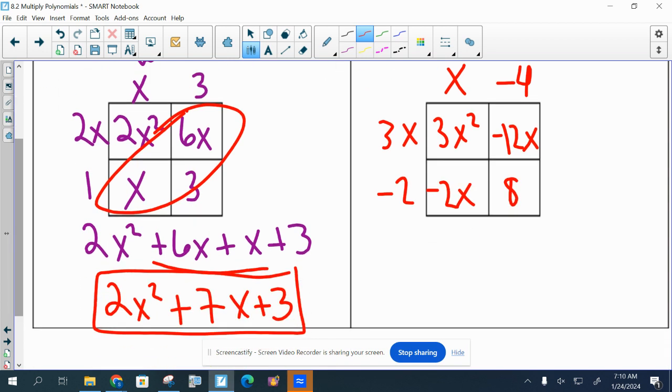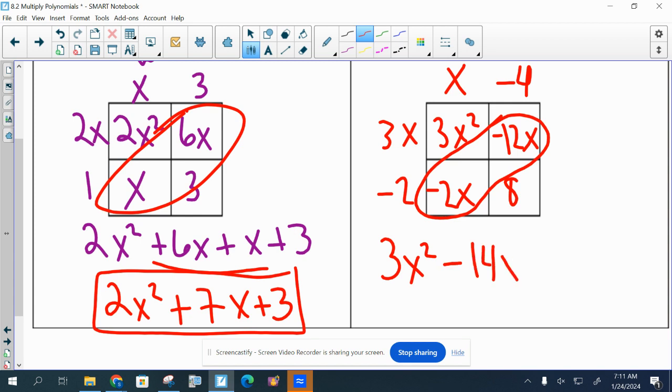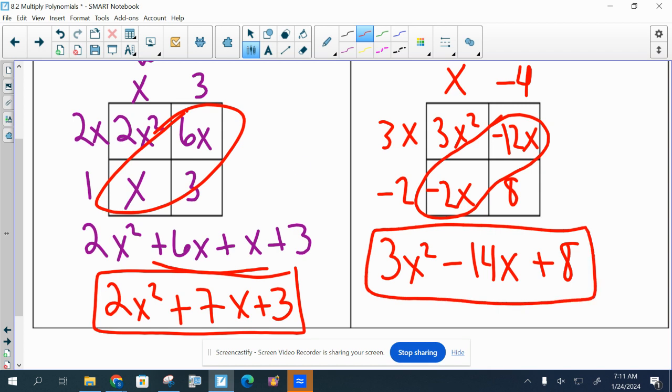Then I can add up the terms from highest to lowest power. So 3x squared comes first. Then I see that these two are like terms. If you add those together, you get minus 14x, and then plus 8 at the end. And that would be the final answer.